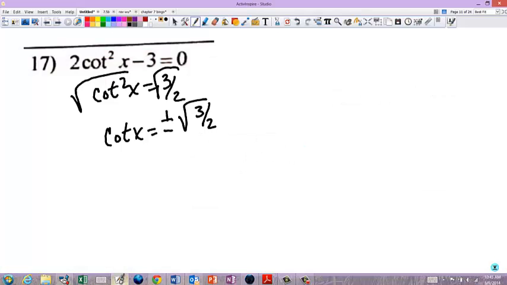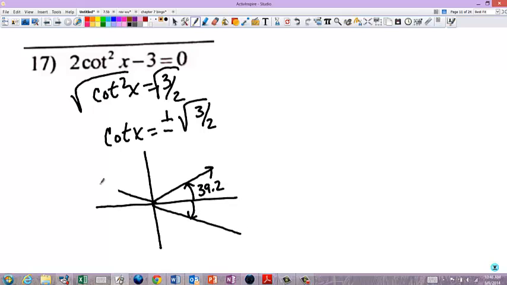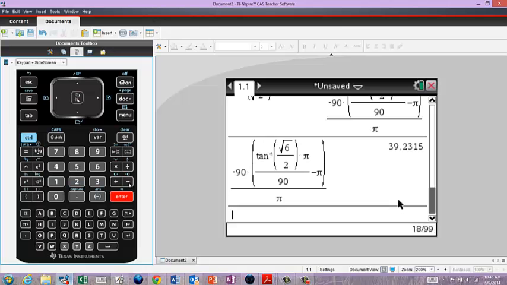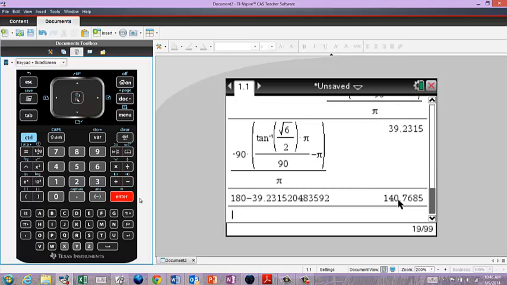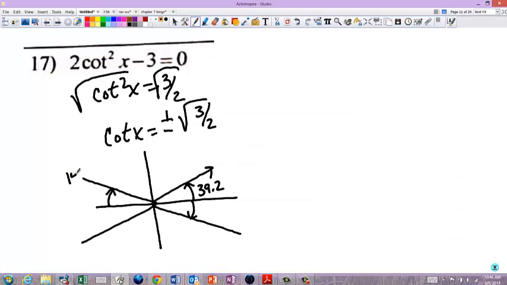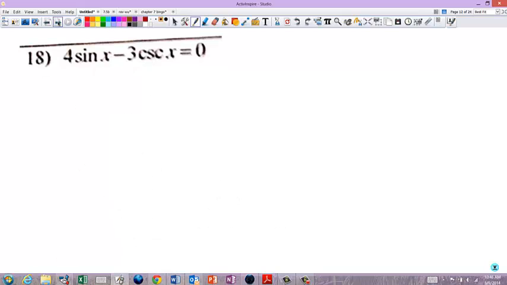39.23. Okay, all that gives me is this angle. Or if it said negative, it would just give me this angle, whatever. Cotan, I want plus or minus, so I want all four. So I want the 39.2, I want the one that's 180 minus it, 140.8, 180 plus it, which is 219.2, and 360 minus it, which is 320.8.